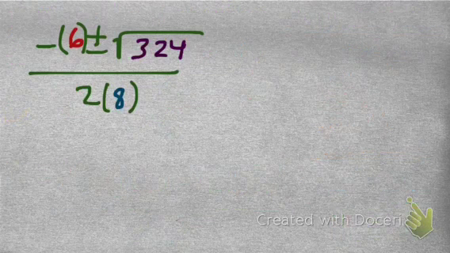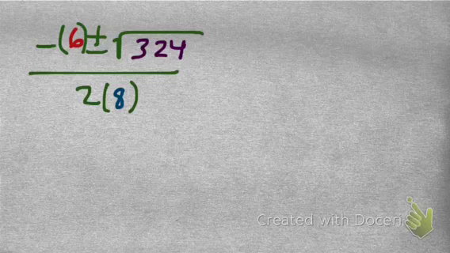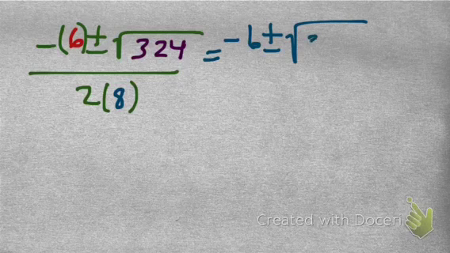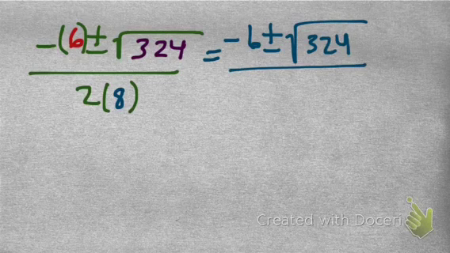So I'll go to the next page here, and there's my 324, got my -6 there, or my opposite 6, and 2 times 8 on the bottom. Let's just write those cleaner. So this is the same as -6 plus or minus square root of 324 all over 16.